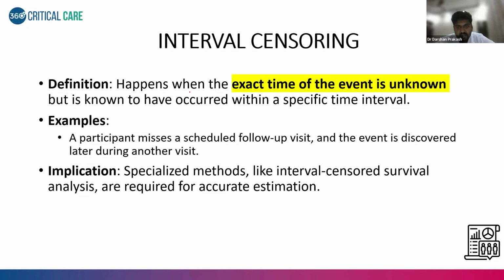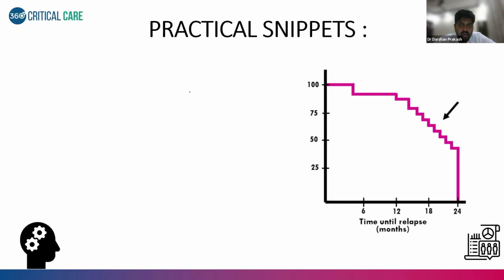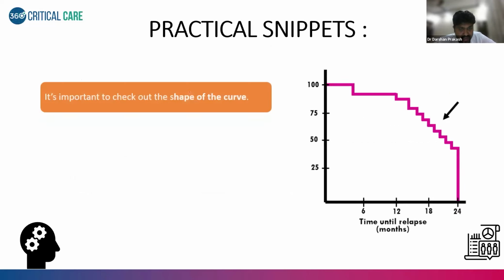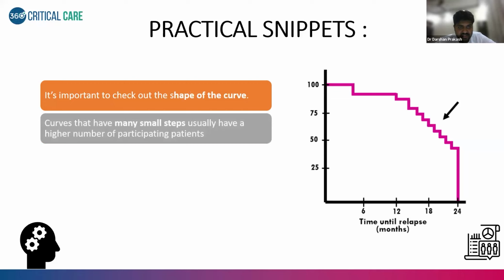So this requires many other types of survival analysis. Kaplan-Meier does not take into consideration both left censoring and interval censoring. This is something that can be handled by a log test or a Cox proportional hazard or the Cox regression model. Coming to the practical snippets, what you need to remember about the Kaplan-Meier curve is that it is important to check the shape of the curve. Curves that have many small steps usually have a higher number of participating patients.